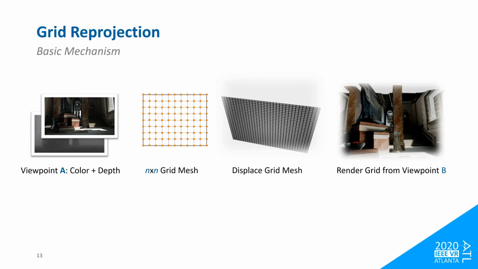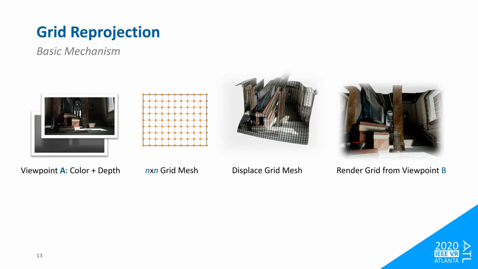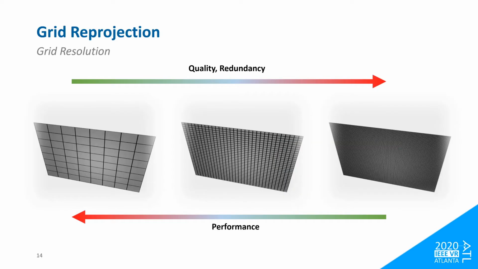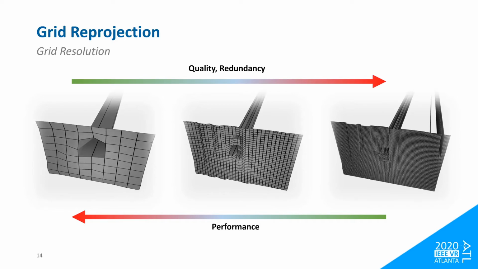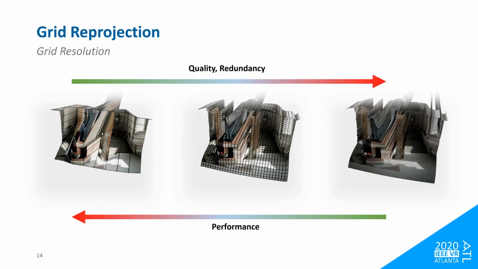We use it to displace a grid of n times n vertices and map the color texture onto the surface of our grid. The grid mesh is then simply rasterized from viewpoint B to obtain our reprojected image. Now obviously, the reprojection quality is primarily dependent on the grid's resolution. Ideally, we would like to use a grid with the same resolution as our input image. So for an HD image, this would be 2 million vertices and 8 million for a 4K image.